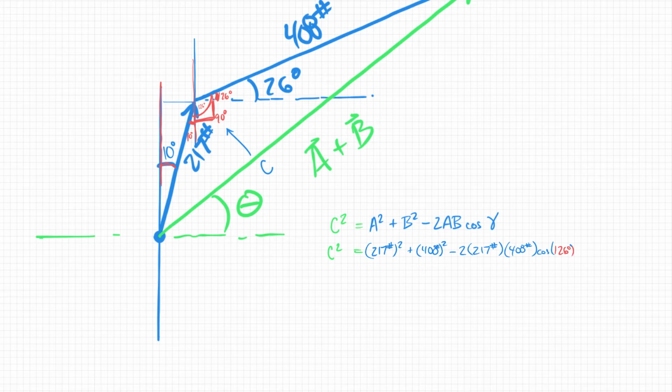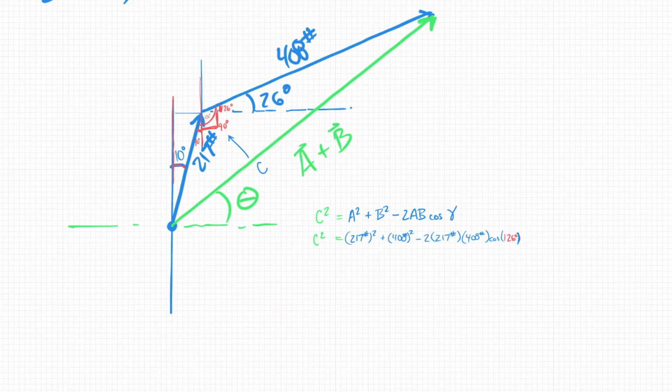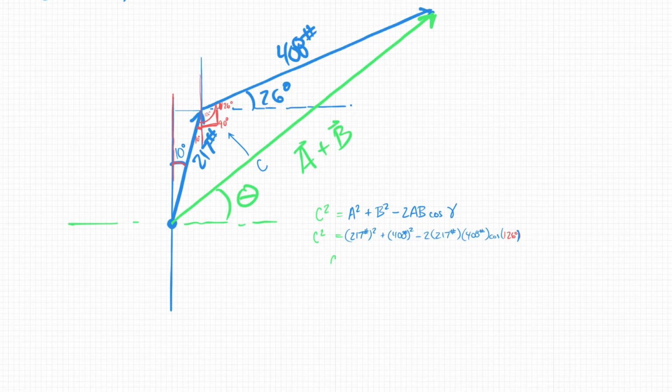Okay, and maybe we'll keep the parentheses in blue. Okay, so if you do the algebra on that, you can get the C, which is the magnitude of this whole thing. So C equals, obviously we're going to have to take the square root of all that. 557.83 pounds.